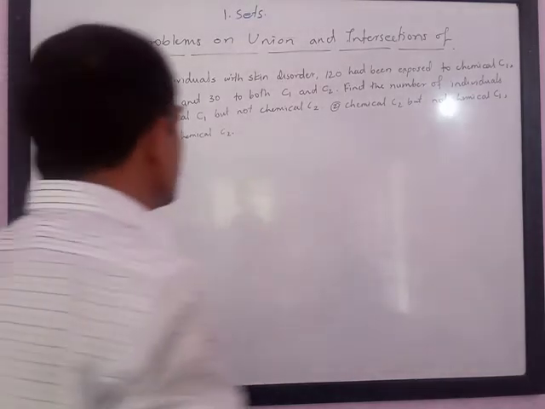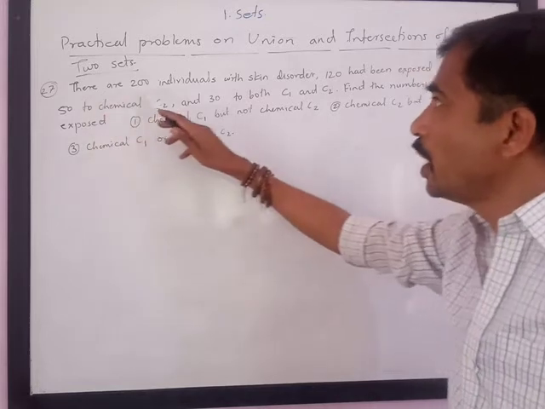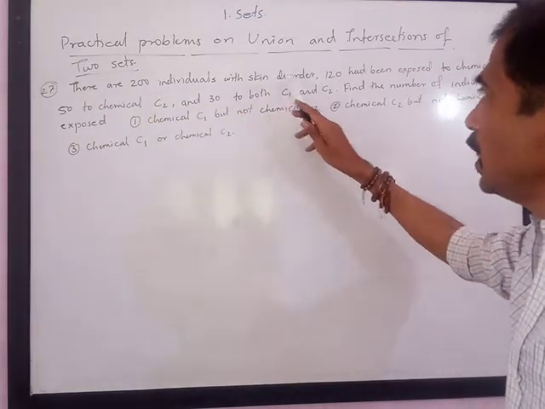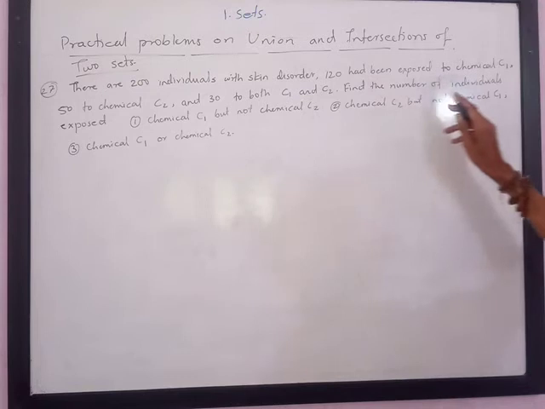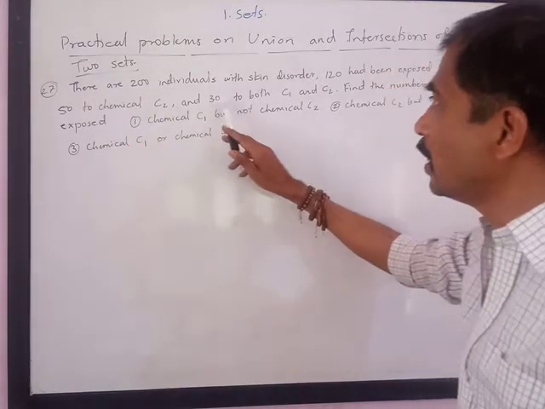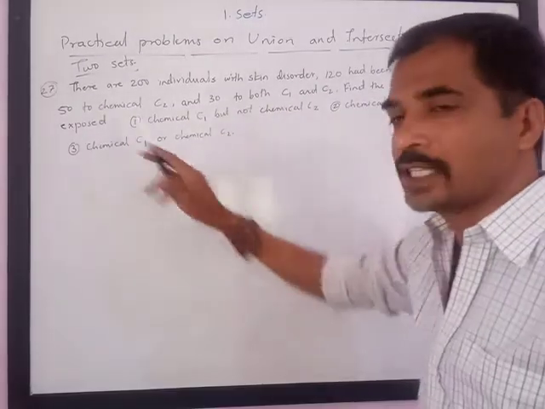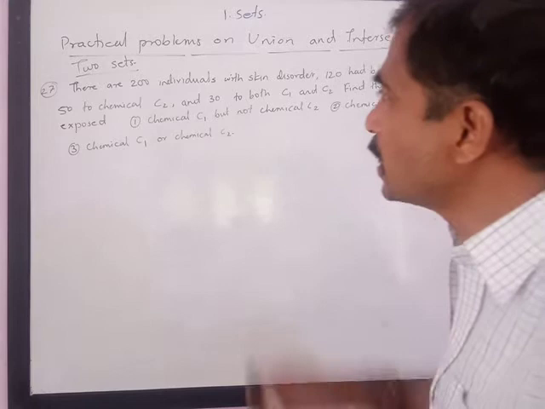Let us understand the last solved example from this chapter. There are 200 individuals with skin disorder. 120 had been exposed to chemical C1, 50 to chemical C2, and 30 to both C1 and C2. Find the number of individuals exposed. So let us understand this.